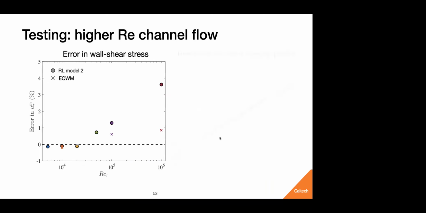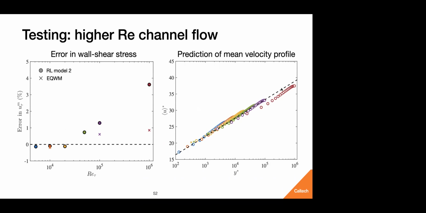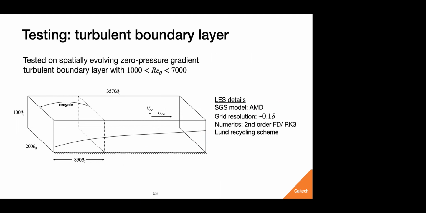This is what the mean velocity profile looks like. It should lie mostly on this black dashed line, that is the log law. You can see that up to the 100,000 case, it does fairly well. And then you see a larger gap in the 1 million case. So again, it's not perfect, but we're pretty happy with where it was in terms of the channel case.